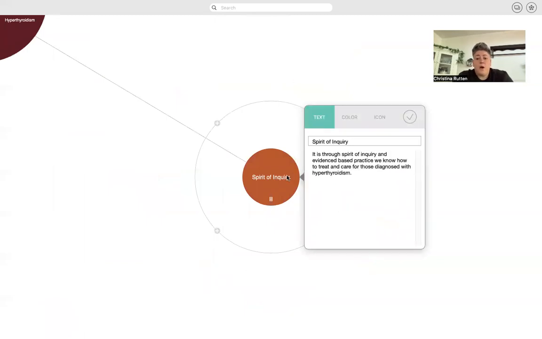Spirit of inquiry. It is through spirit of inquiry and evidence-based practice that we know how to treat and care for those diagnosed with hyperthyroidism.